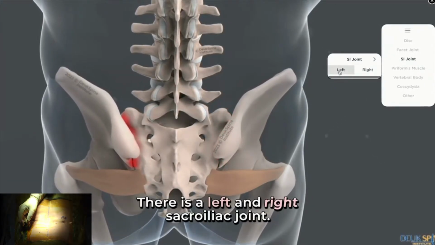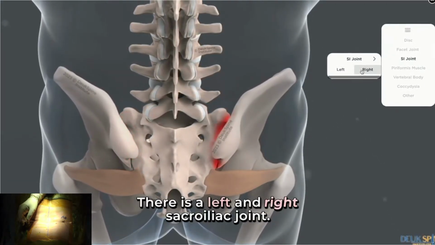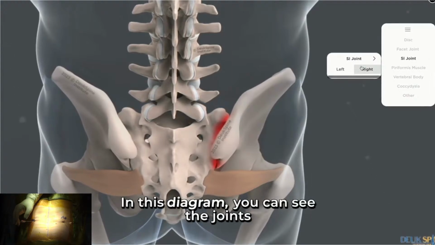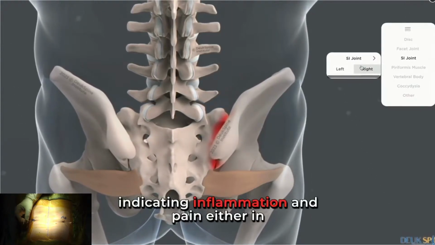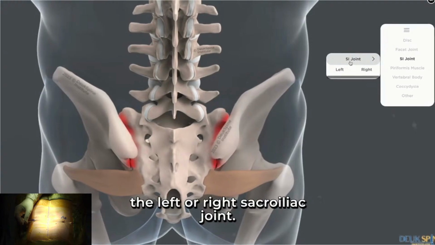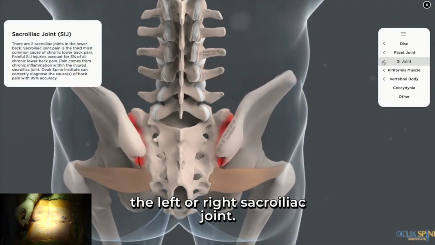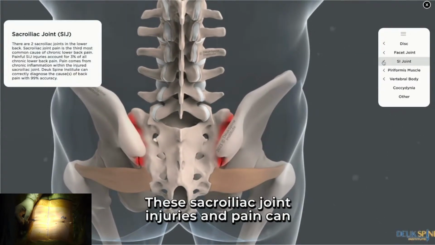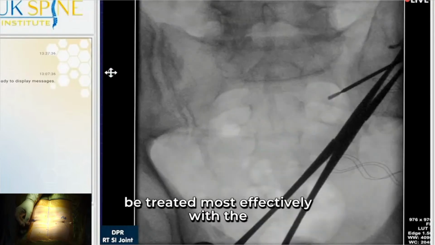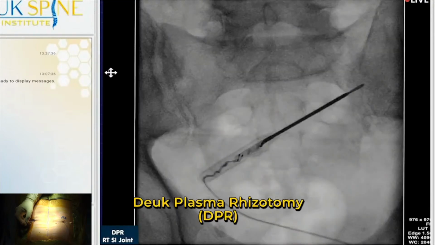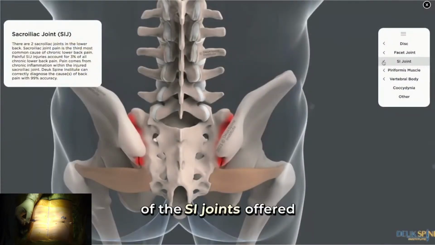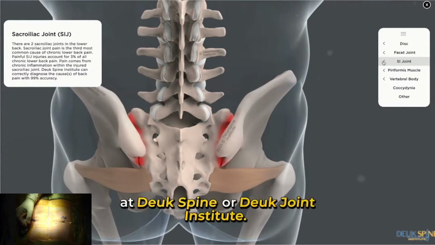There is a left and right sacroiliac joint. In this diagram, you can see the joints turning red, indicating inflammation and pain either in the left or right sacroiliac joint. These sacroiliac joint injuries and pain can be treated most effectively with the Deuk plasma rhizotomy of the SI joints offered at Deuk Spine or Deuk Joint Institute.